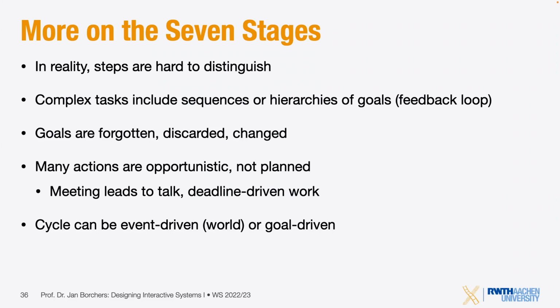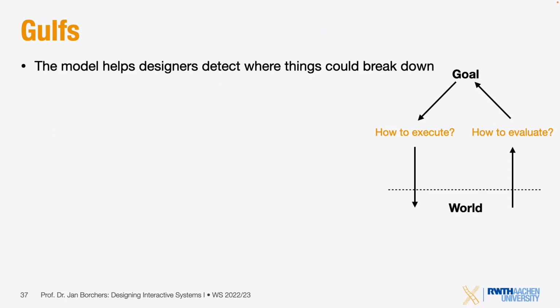The name that Norman chose for labeling the problems that can happen is gulfs. A gulf meaning, like, this abyss, right? This gap between 2 stages in this model is something that I need to cross somehow. I need to get across as a user to get from my goal to my plan, from my plan to my action sequence, etc. So this model of gulfs in these 7 stages of action helps us as designers understand where and why things could possibly break down.